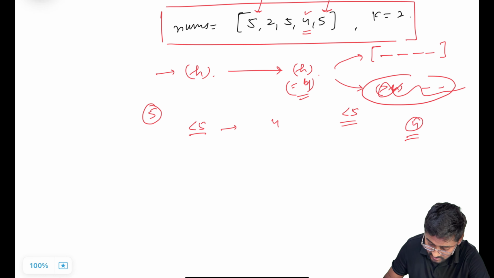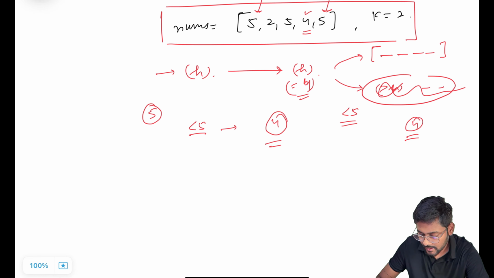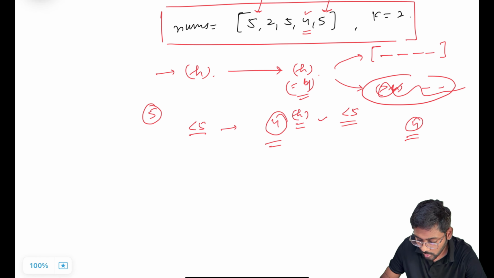Choose 4, and now let's try to validate if the value of h is perfectly valid or not. All the elements which are greater than 4 are identical. See, all the elements greater than 4 are these 5, 5, 5. These are identical.